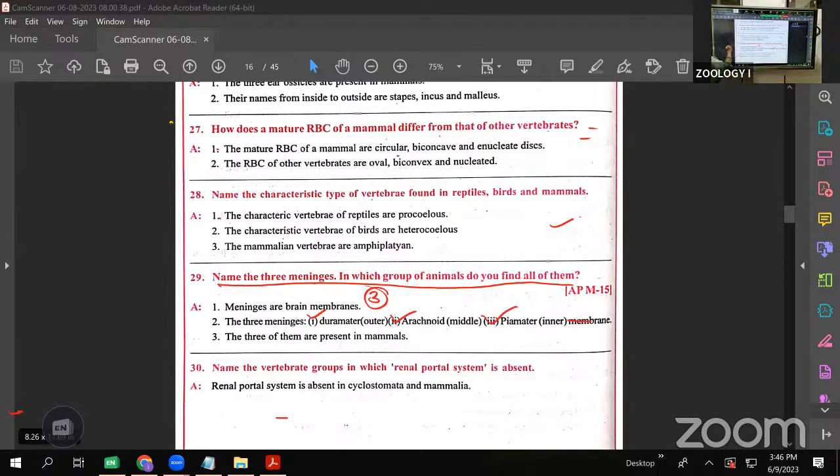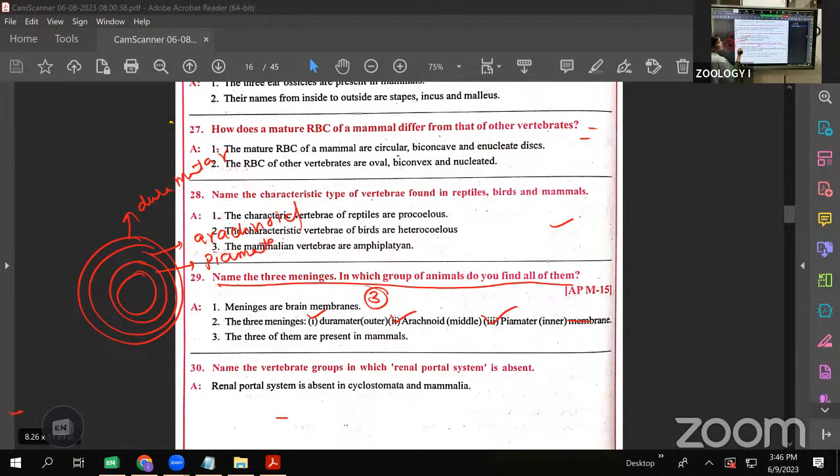The brain is covered by three layers. Outer layer is called what? The outer is called the dura mater. The middle is called the arachnoid. The inner is called the pia mater. The brain covering layers we call meninges. The meninges are the brain membranes: the outer is the dura mater, the middle is the arachnoid, the inner is the pia mater.